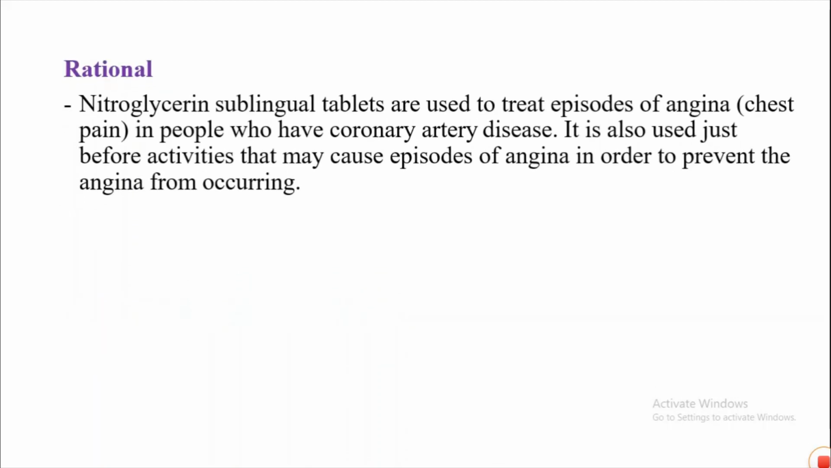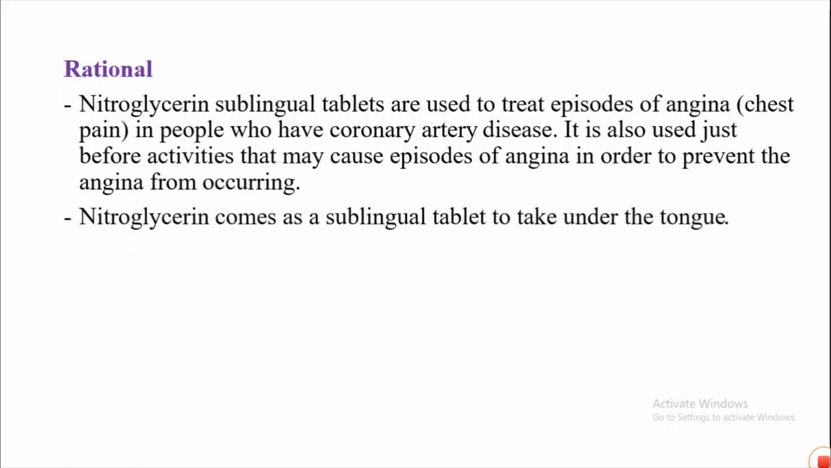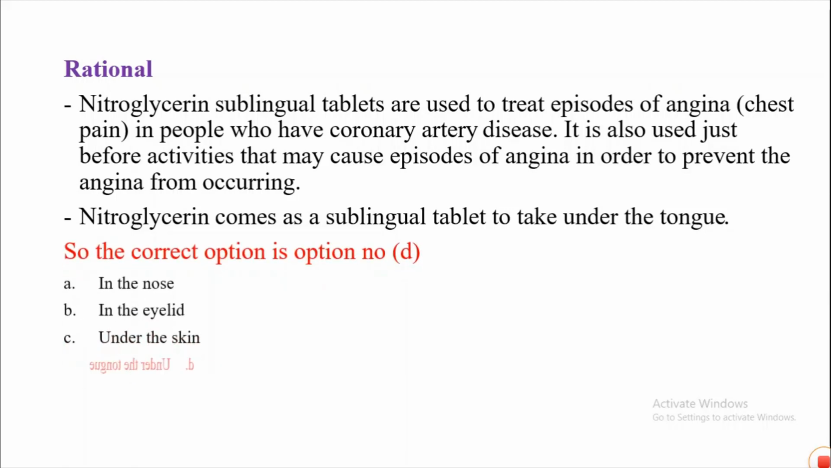Nitroglycerin sublingual tablets are used to treat episodes of angina, chest pain, in people who have coronary artery disease. It is also used just before activities that may cause an episode of angina in order to prevent the angina from occurring. Nitroglycerin comes as a sublingual tablet to take under the tongue. So the correct option is option number D.